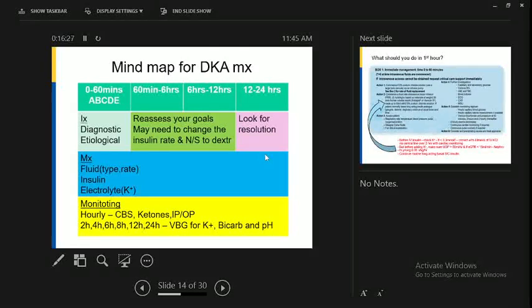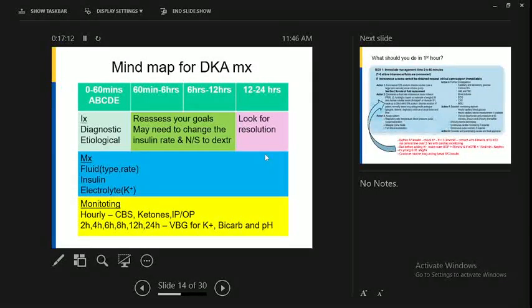So my thinking pattern when I come across a patient with diabetic ketoacidosis is that the management can be divided into time frames: first hour, then first hour to 6 hours, 6 hours to 12 hours, and 12 hours to 24 hours, the first day. Initially, as we all know in emergencies, we have to go through the ABCDE protocol assessment: airway, breathing, circulation, and disability and exposure. At the same time we have to do the investigations needed for the diagnosis, as well as for the etiological or precipitating factors which might have caused this condition.